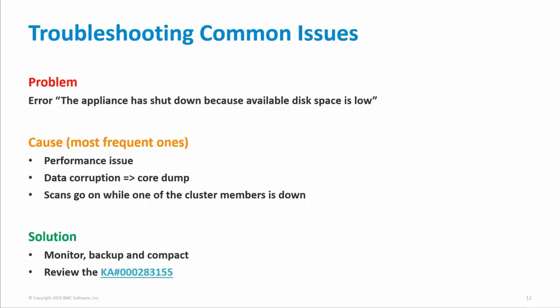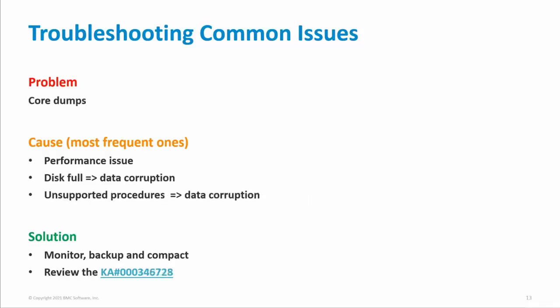We're going to review another common problem. The next common problem are core dumps. The most frequent cause for core dump, of course, there are many different causes, but the most frequent ones are the performance issue, the disk full, because it causes a data corruption sometimes, and also the unsupported procedure that can lead to a data store corruption.